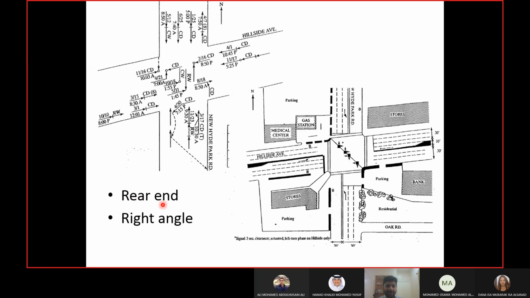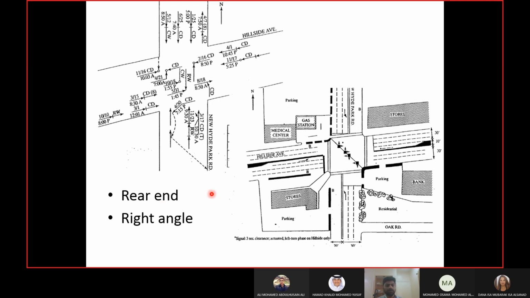First of all, taking the rear end accident. Why does a rear end accident happen? A rear end accident happens when the driver in front of you brakes unexpectedly. So you didn't have the chance to keep a clear distance between you and him, and that's why the accident happened.